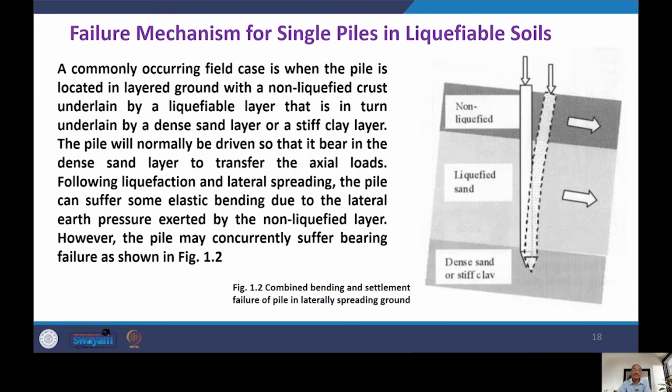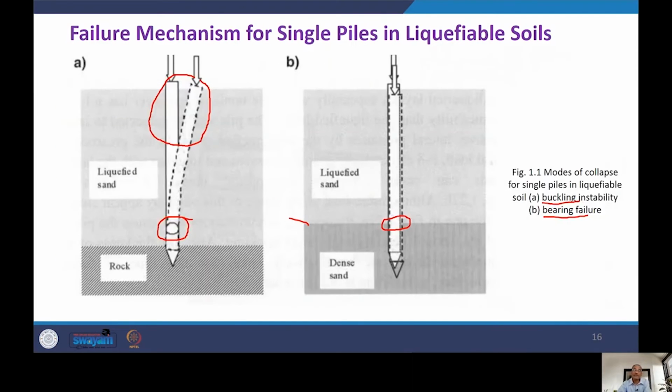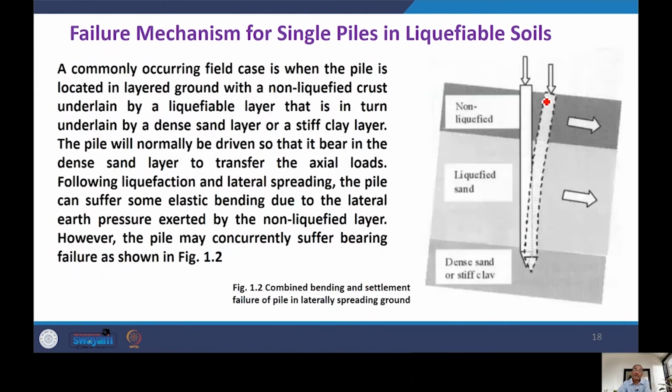So this is a similar case as 1.1b, except the difference that you have one more layer here. When you apply the load in this case, now the scenario is different. There are two junctions, two interfaces. One interface was as before between liquefiable and dense sand, and another interface comes here. This interface is the connection between the non-liquefiable layer and the liquefiable layer.